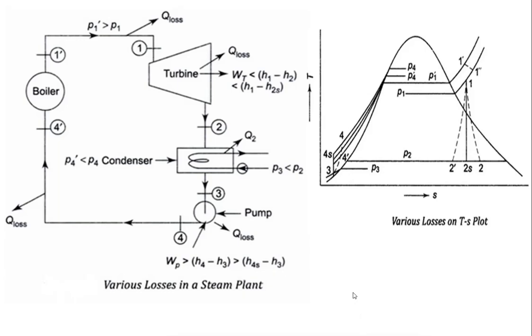So this is regarding the actual vapor power cycle, where efficiency can be calculated. So net work done divided by heat supplied. Net work done means turbine work minus pump work. Actual turbine work minus actual pump work, divided by the actual amount of heat supplied to the boiler.